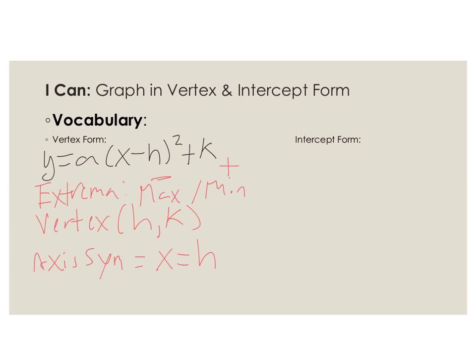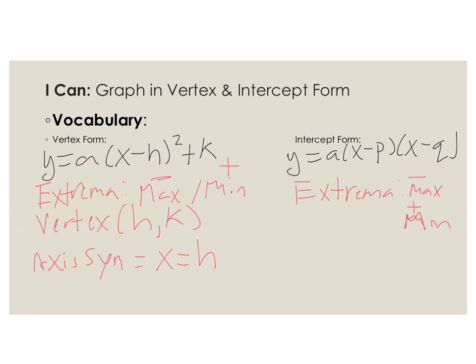Intercept form is y equals a times x minus p times x minus q. A lot of similar things. Again, the extrema, you use a. This is the same on every form of quadratics. If it's negative, you have a max. Positive, you have a min.